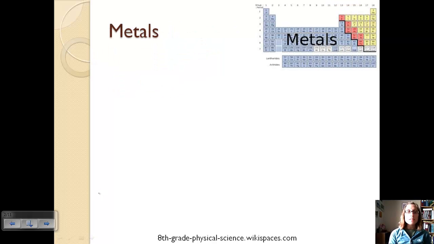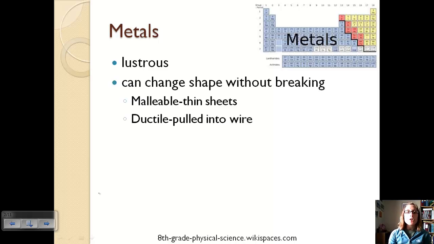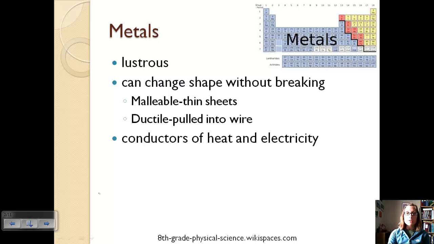Okay, so metals are one of the first parts of the periodic table, and they have several properties that distinguish them. So they're usually lustrous, which means that they're shiny. They can change their shape without breaking, and two examples of that are the fact that they are malleable, which means they can be hammered into thin sheets, and they're also ductile, which means they can be pulled into wire. And they are also, for the most part, good conductors of heat and electricity.